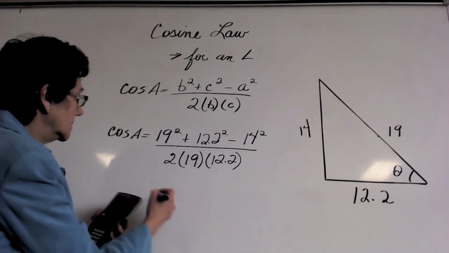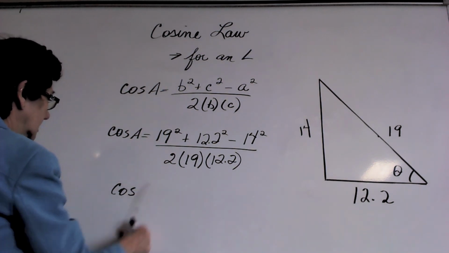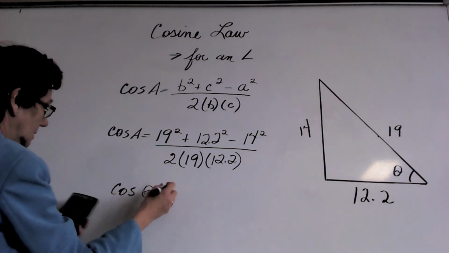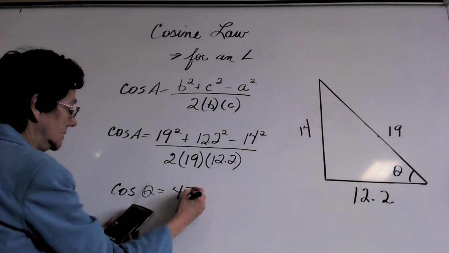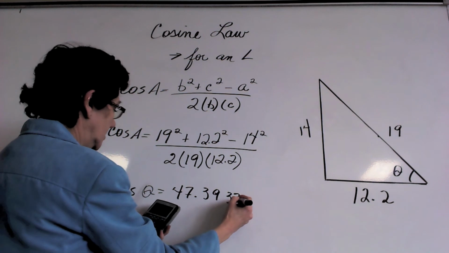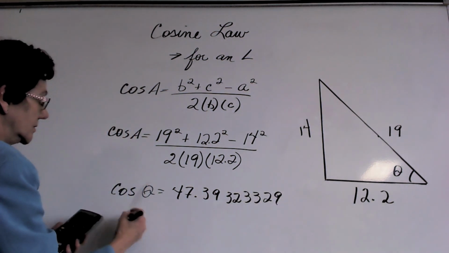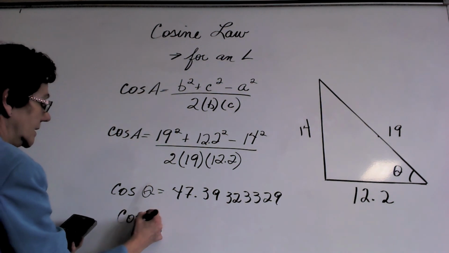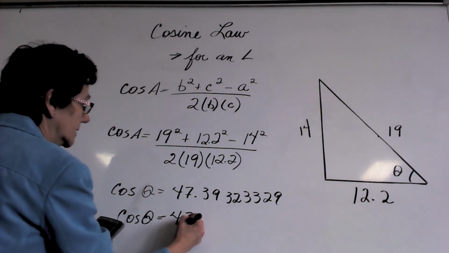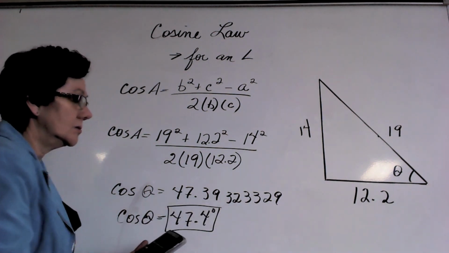And we get cos A, or cos theta, equals 47.39323329. And again, we're going to round to the tenth. So theta equals 47.4 degrees. And that's all there is to that.